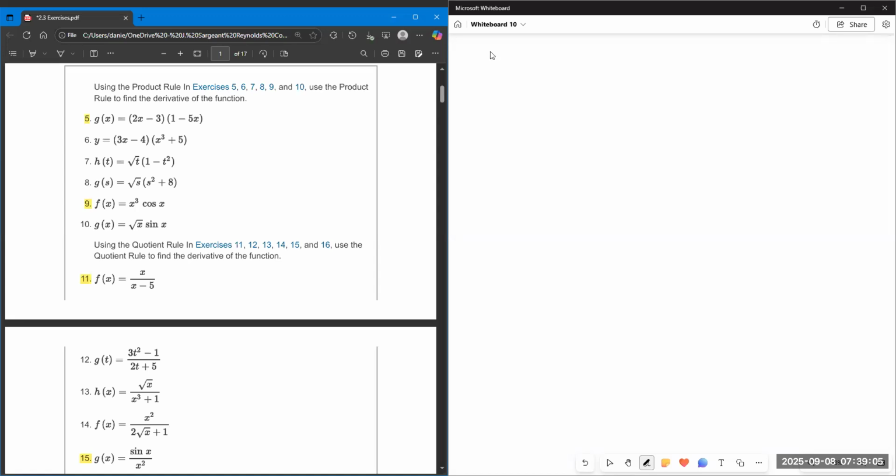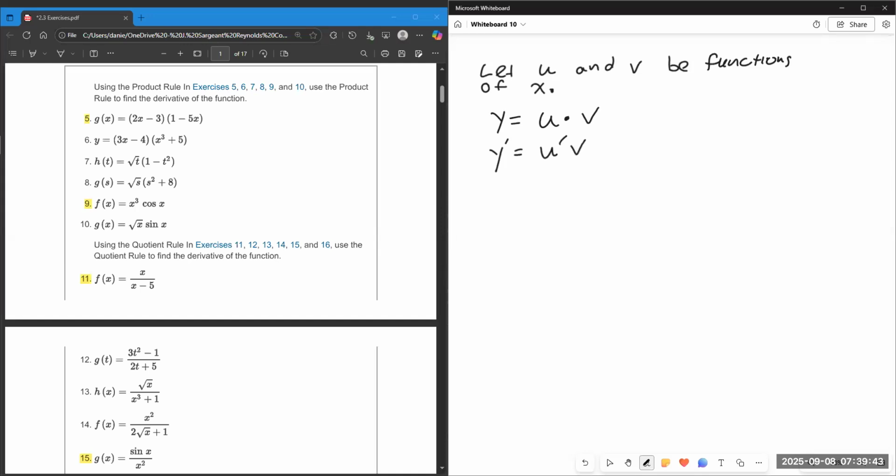So let U and V be functions of X here. And then if Y is equal to the product of U and V, that I'll notate with a multiplication dot. To be explicit, I could just call it UV. Then the derivative of Y is going to be, and I'll write that as U prime V plus V prime U.